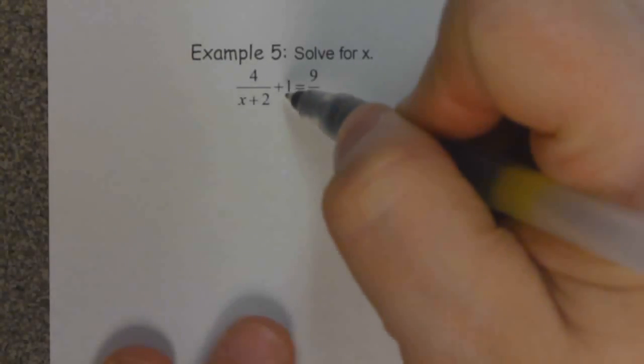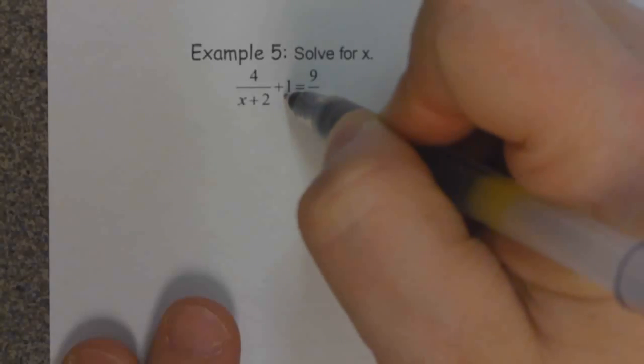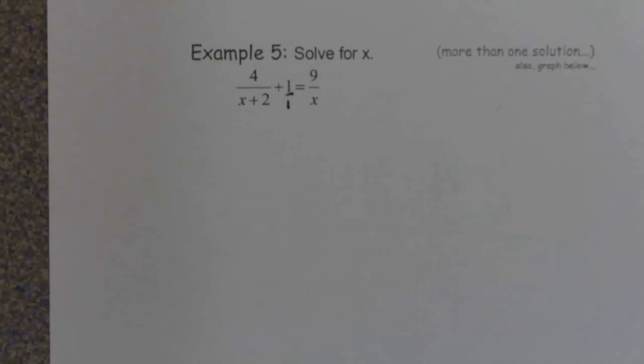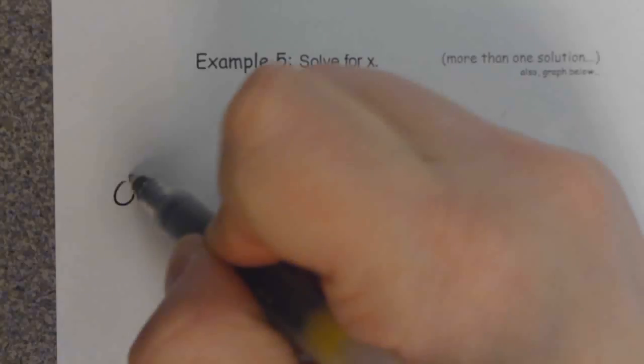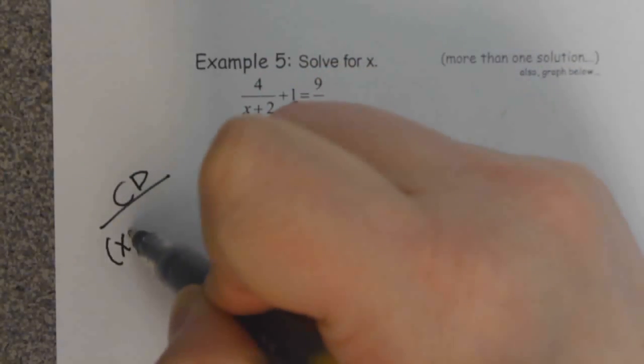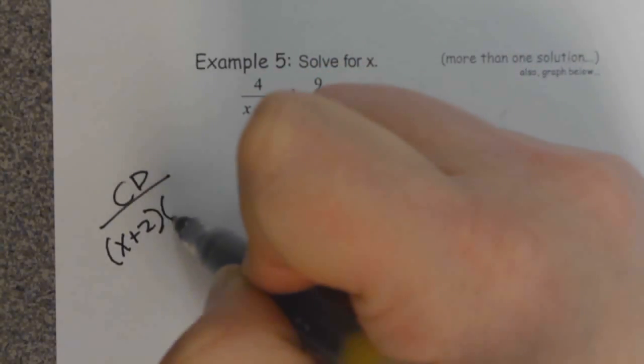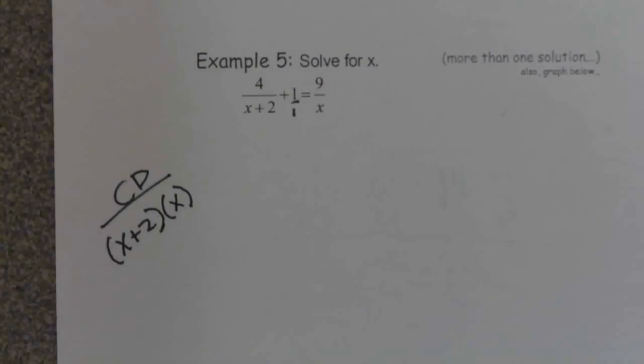All right, next one. What's the bottom of the 1 right here? 1. So we're looking for a common denominator. My common denominator this time is 1 of everything on the bottom. So I have x plus 2 and I have x. You guys agree with me on that?